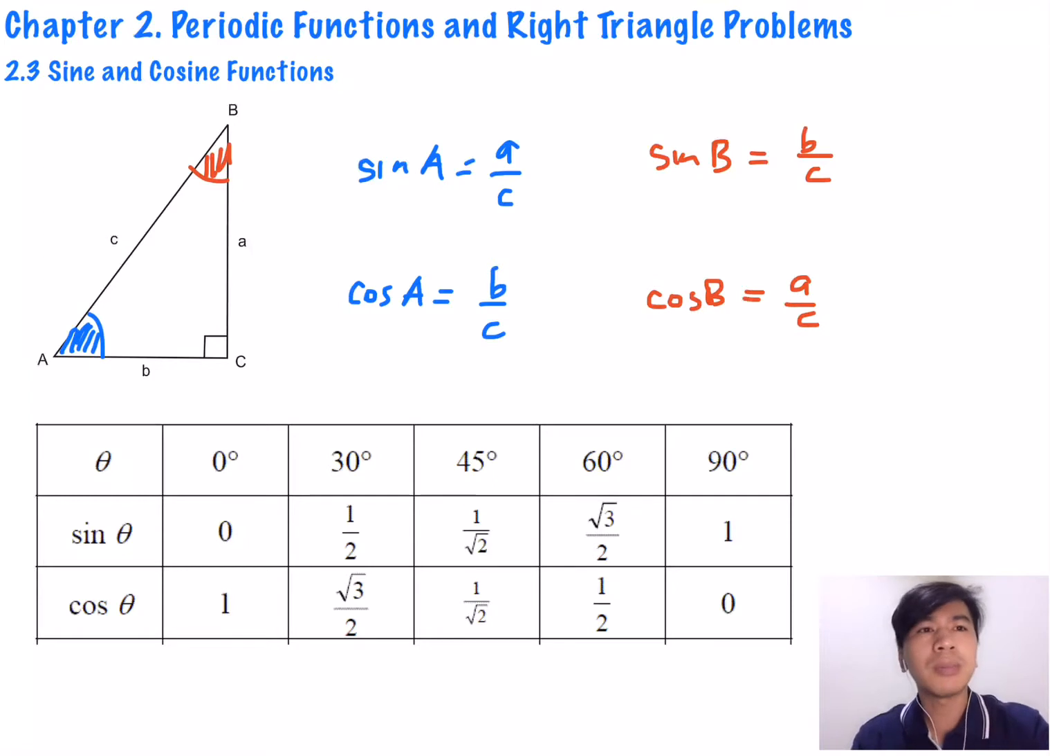So you notice something over here. C is never changed whether you have angle A or angle B. But the opposite and adjacent sides change depending on the angle. For angle A, the opposite side is A and the adjacent side is B. For angle B, the opposite side is B and the adjacent side is A. So basically, sine and cosine is just the ratio of the length of the sides. That's something for you to know.